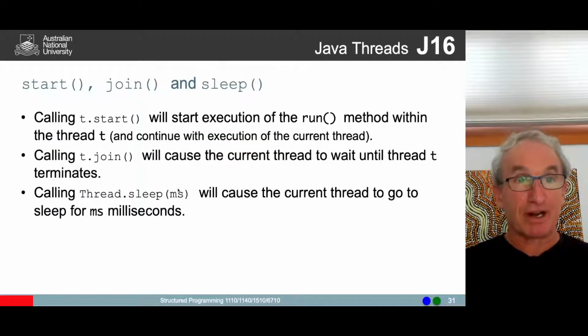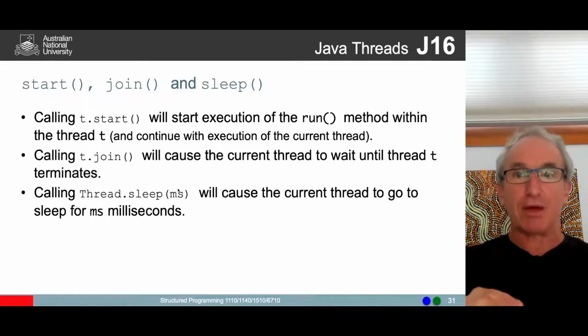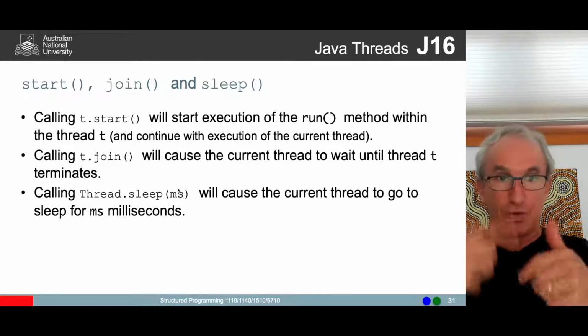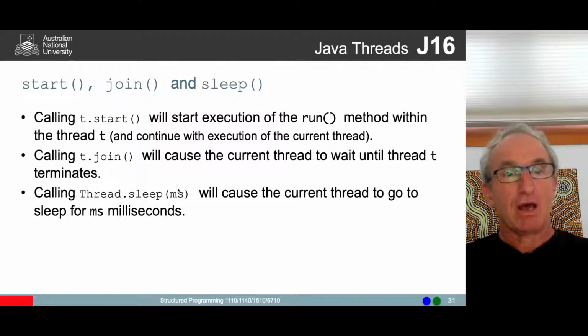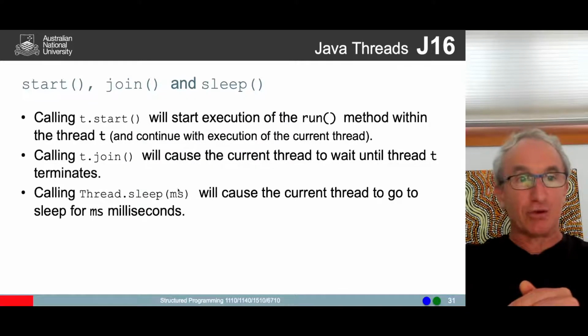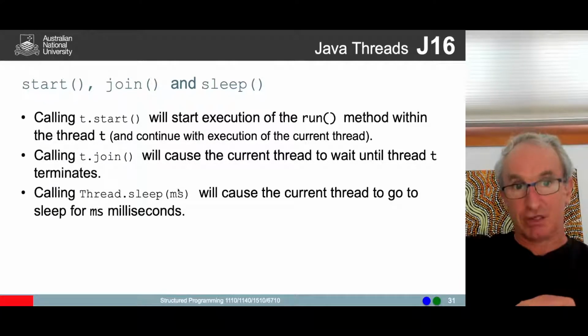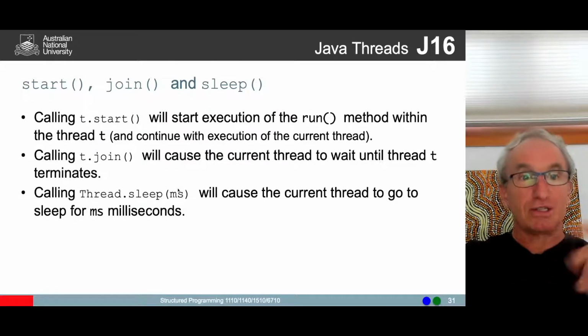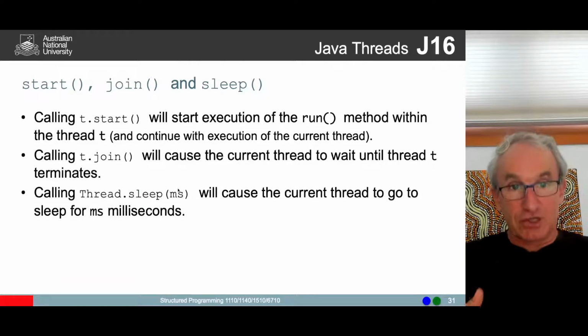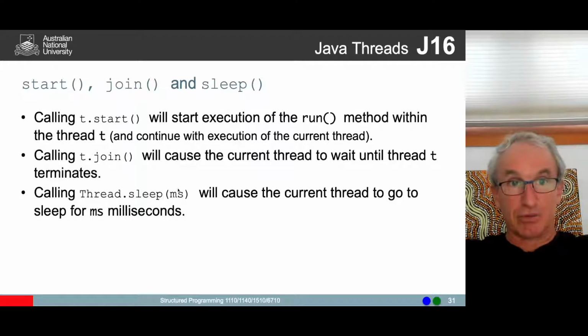Then there are three methods that you really need to know about. There's a start method, which unsurprisingly will start the run method of the thread. So it starts the core of the thread, which is the run method. And when you call join, it will cause the thread in which it's called to wait until thread t terminates. So calling t.start will start thread t, start the run method in thread t. Calling t.join will wait for this thread. It will sit and wait until thread t is finished. Okay, so they'll join each other.